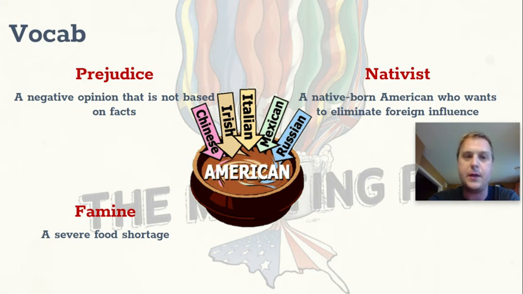And then famine is another word that we need to know. It's a severe food shortage. And this is really going to impact Ireland with the Irish potato famine that happens in the 1800s. And that is a definite push factor for the Irish to leave and come to the United States. So if I can move on.